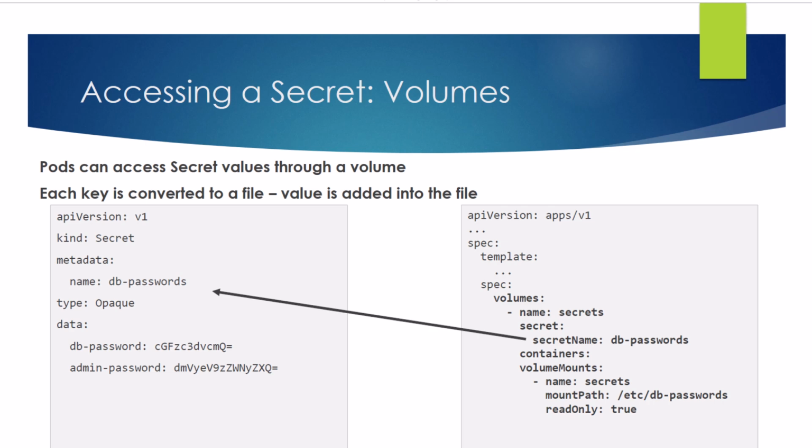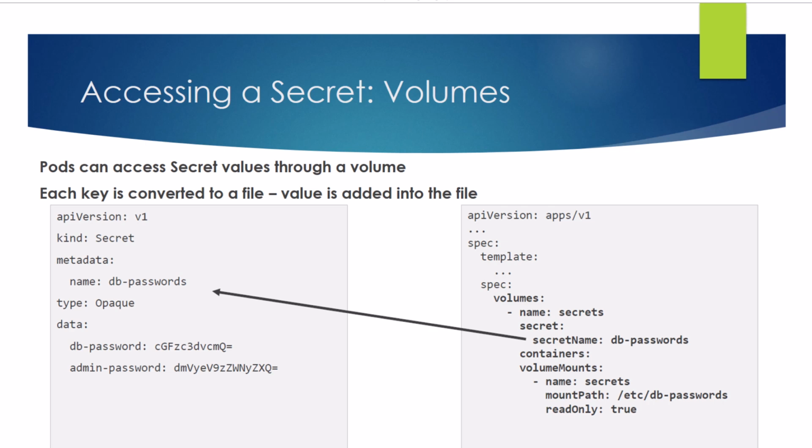Now the secret is going to be from DB passwords. You'll notice we can do our containers and our volume mounts, get to that volume called secrets, and in this case we say we'd like to go to /etc/db-passwords, and that's our mount path. The DB password that you see on the left and the admin password would now be put into that DB passwords folder or directory, and we would then be able to write code to access that much along the lines of what we saw with config maps.